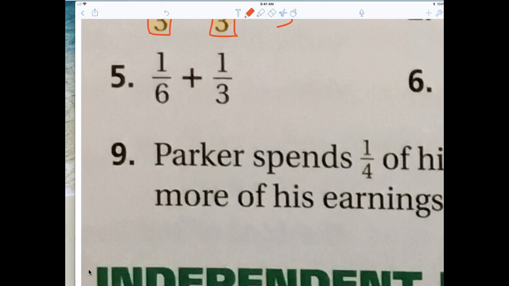Does everybody understand why 1/6 plus 1/3 we can't add together? Yeah, because it's not the same denominator. It's not the same what, actually? It's not the same size. It's not the same size. So let me give you an example, all right?